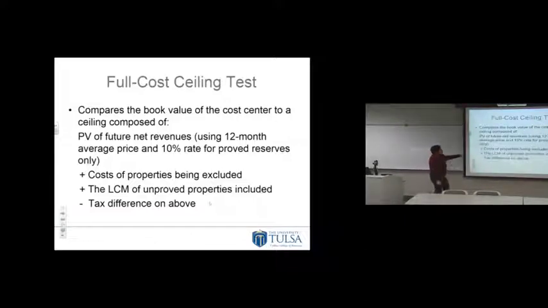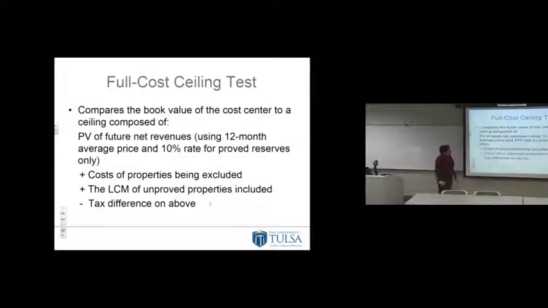Then I'm going to add the cost of any unproved properties that are being excluded, right, because I can exclude unproved properties. And if there are unproved properties that are not being excluded, or being included, I need to include the lower of cost or market of those properties. So LCM is lower of cost or market. And again, I've got to have some kind of appraisal idea or some kind of determination of what that fair value is.